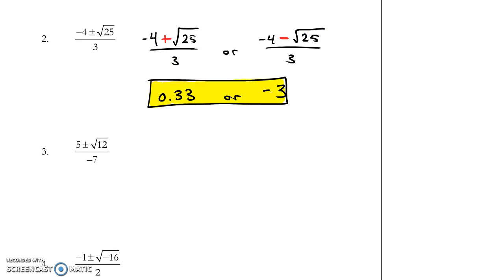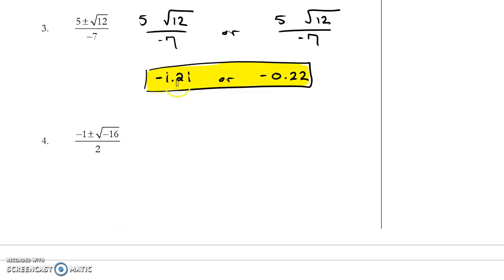For number 2, we get 0.33 or -3. Number 3 should be -1.21 or -0.22. If you don't have the 0, no big deal, but you need the 0.22. Make sure you did not make rounding errors. I will take points off for rounding errors.